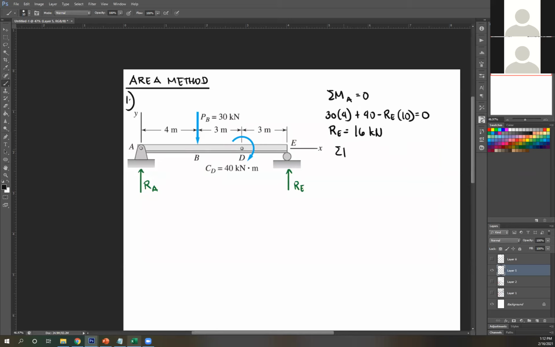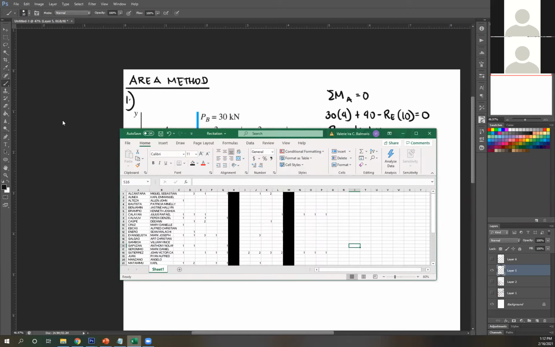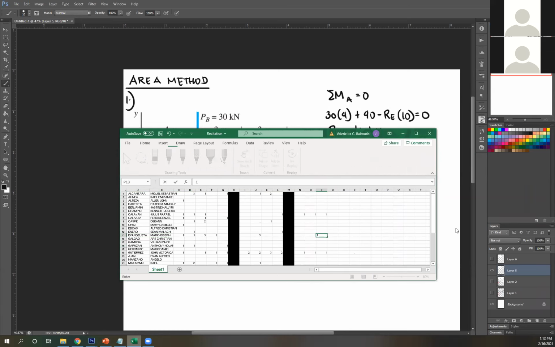So that's just summation of forces vertical or Y equals 0. So RA upward, positive, minus 30. Then that's not a force, so plus RE equals 0. And what's RA? 14, correct, Evangelist. Mark. Okay, next.